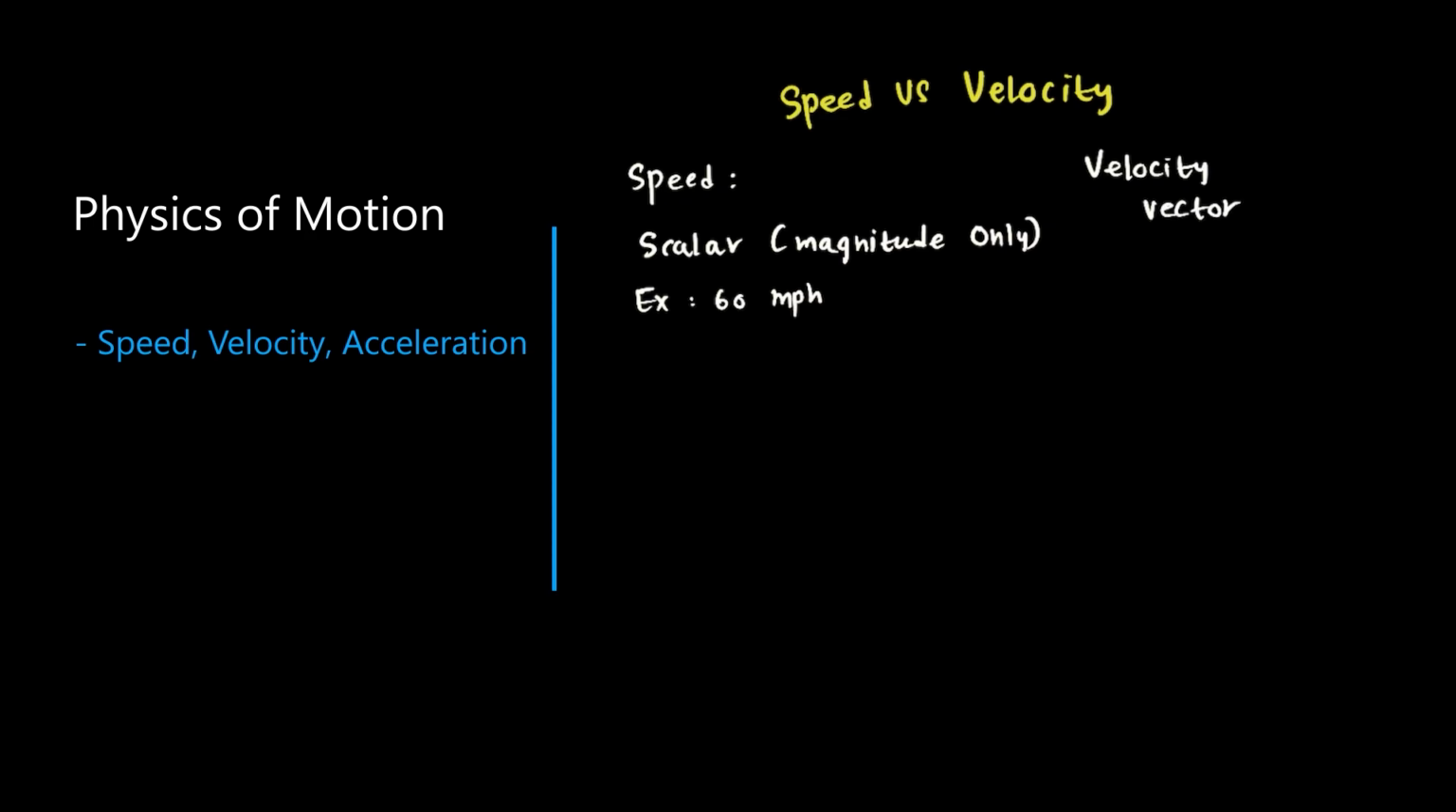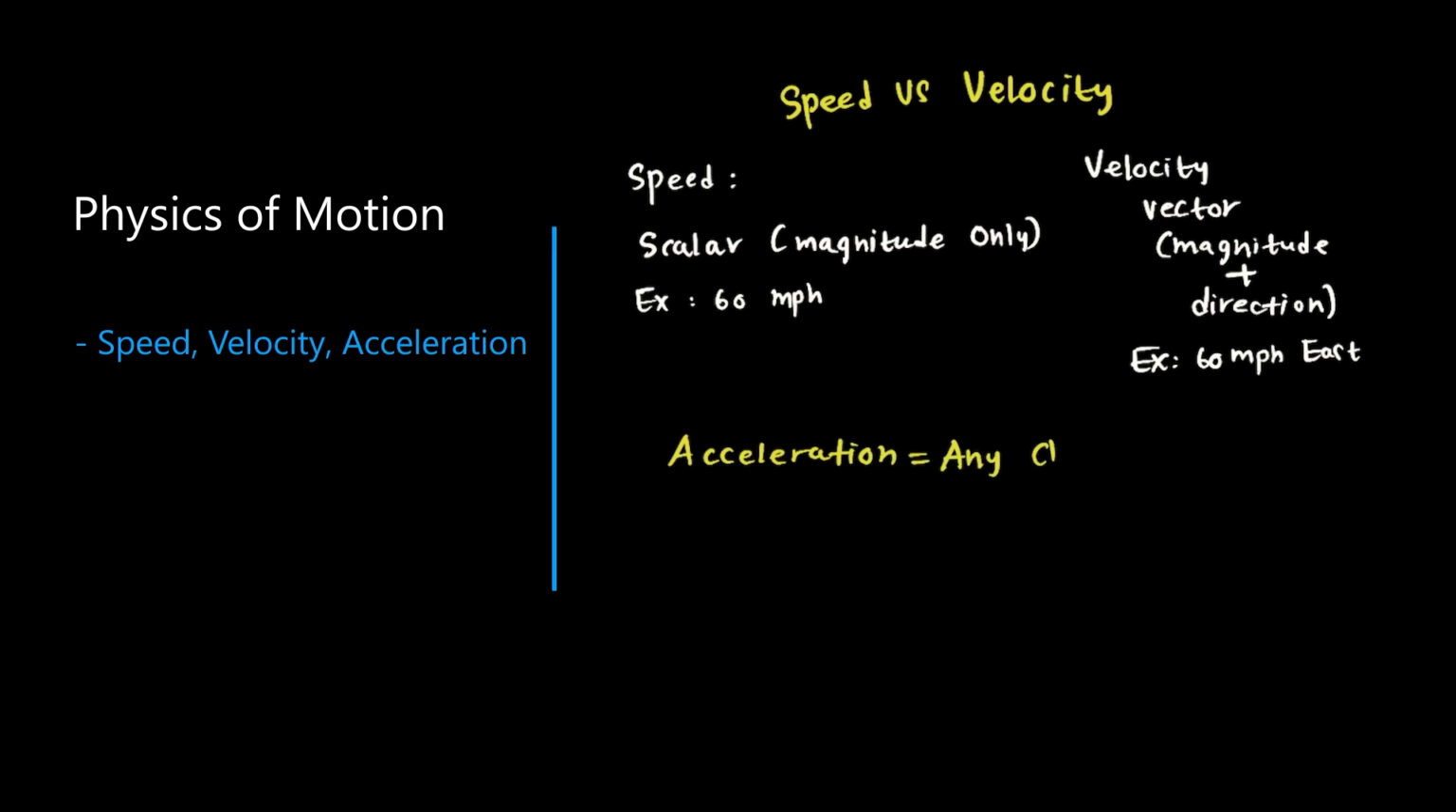Velocity, on the other hand, is a vector quantity. This is a critical distinction. A vector has both magnitude and direction. So for velocity, you need to know not just how fast, but also in what direction. A car's velocity might be 60 miles per hour due east. 2 cars can have the same speed, but different velocities if they are travelling in different directions.